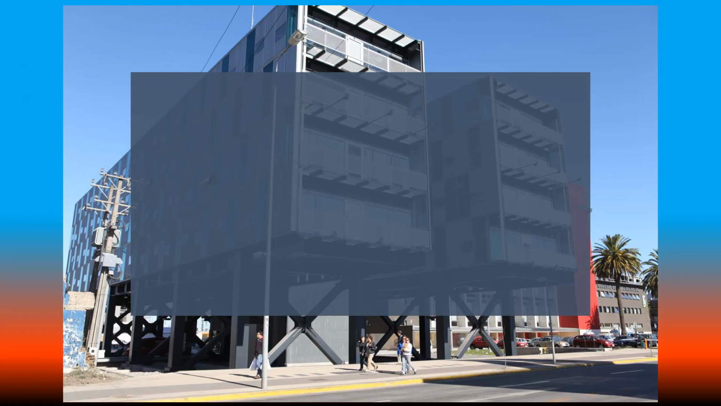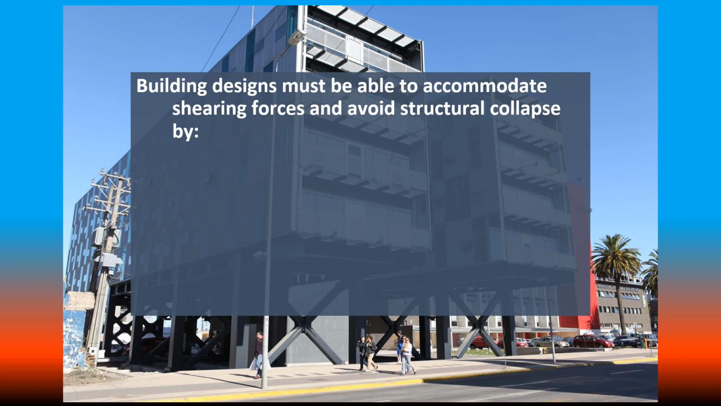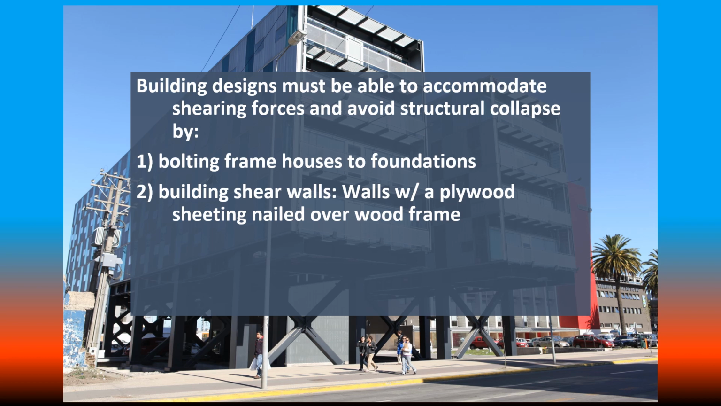And as a result of these shear forces acting on buildings, we try to anticipate that, especially in seismically active areas. So we'll design buildings to accommodate these shearing forces and avoid collapse by employing a number of different things. So one, we'll bolt frames and houses to foundations. The foundation is a big concrete mass that we pour into the ground and then bolt everything to that. We'll build shear walls. These are walls with plywood sheeting nailed over a wooden frame to allow the shear wall to actually move and the building to stay a little bit more stationary.